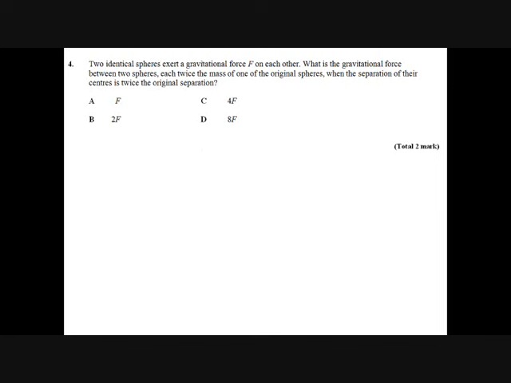Okay, two identical spheres exert a gravitational force F on each other. What is the gravitational force between two spheres each of twice the radius? So we're starting off with two spheres of whatever radii they are with the force of F. Now we've got two more spheres, each one's got twice the mass, but the separation of their centres is twice as big.